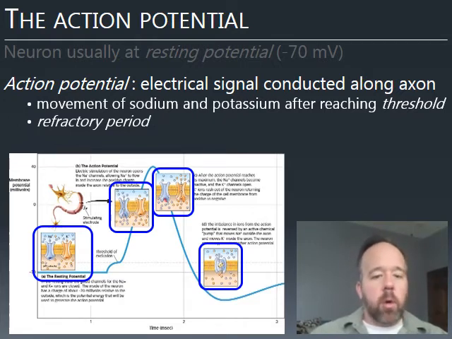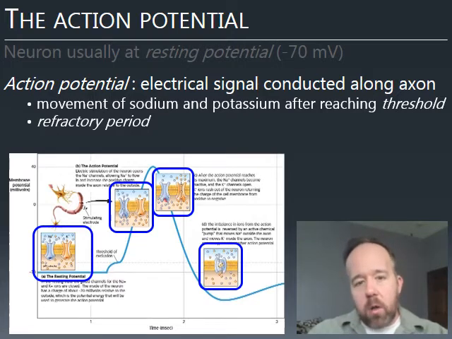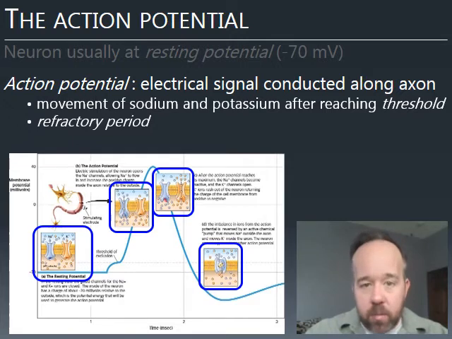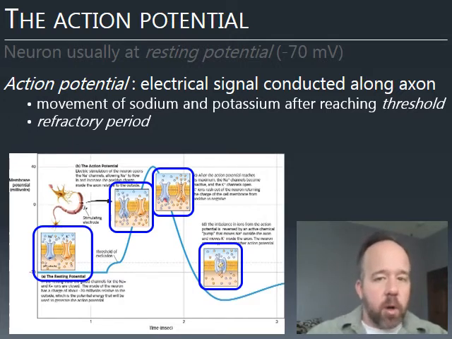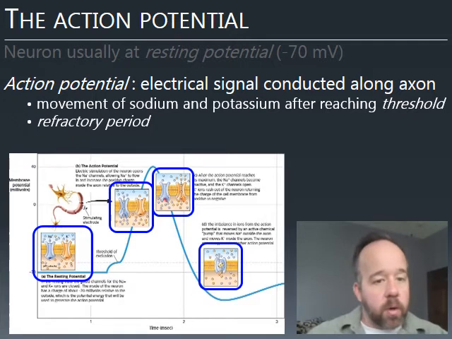Now, shortly after an action potential and during an action potential, you can't have another one. There's what's called the refractory period. And the refractory period is that small amount of time in which another action potential is not possible. There isn't enough sodium outside, there isn't enough potassium inside, and the channels are closing anyway, so there's no way for those ions to move. And so that refractory period is when you can't have another action potential.